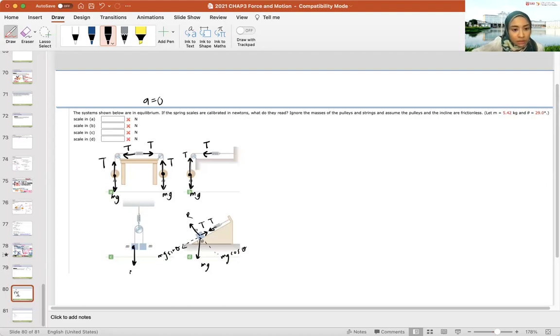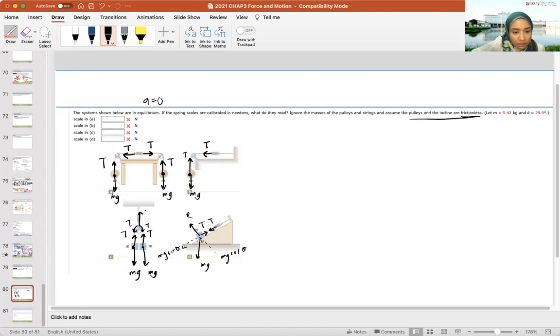So here mg, kat sini adalah, sorry, dia cakap pulleys and incline are frictionless, so we don't have to care about friction. So mg is tension over here. This is mg. And then tension over here. So what is this guy measuring? It's measuring, so this guy is T, this is T.